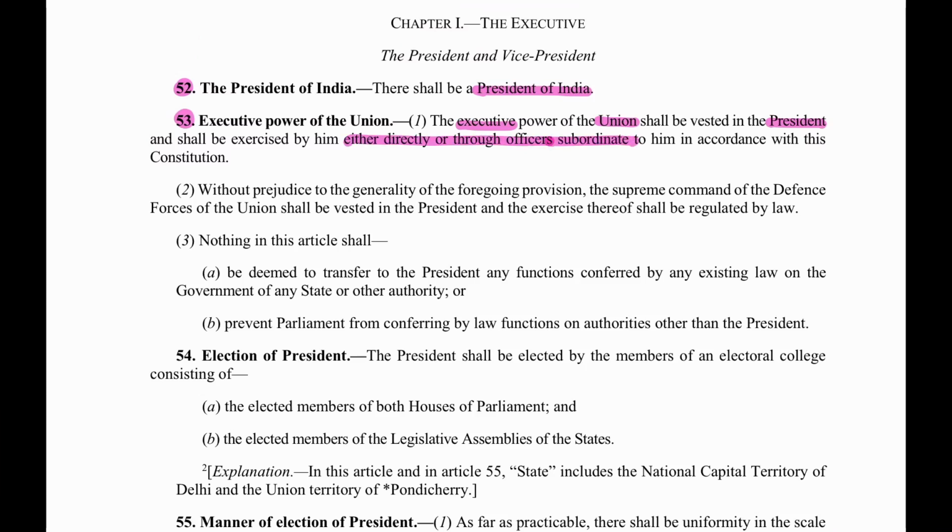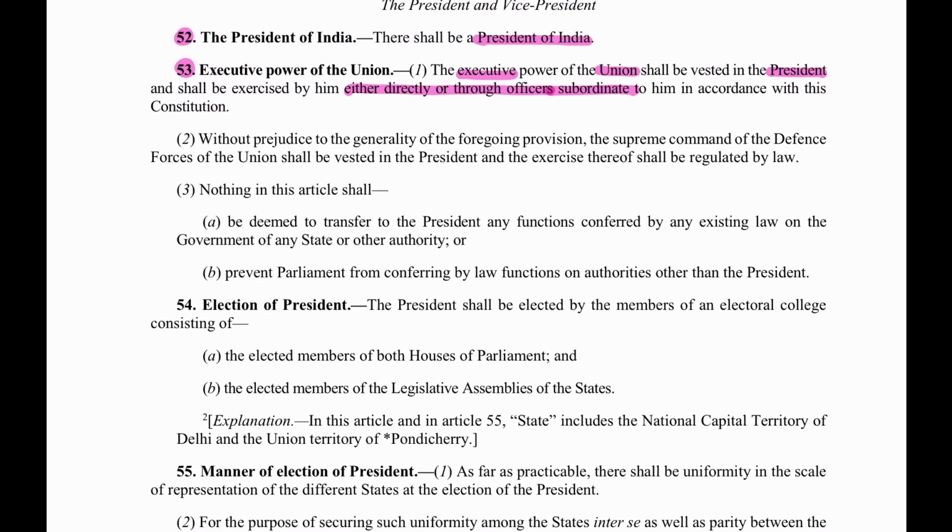So either the power is lying in the President only, the executive power of the Union is lying in the President only, but the exercising of such power can happen either directly by the President or if some officer is existing subordinate, मतलब उनके नीचे positions में हैं तो उनके through भी indirectly कर सकते हैं, but definitely in accordance with the Constitution, which means adhering to the ideals of the Constitution.